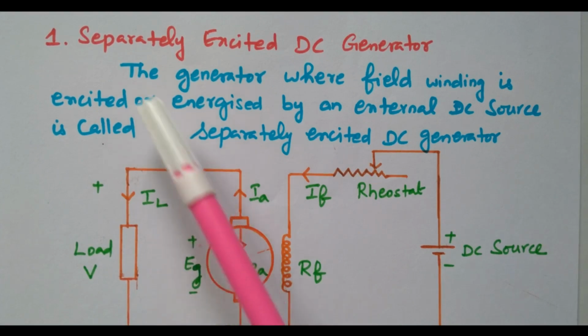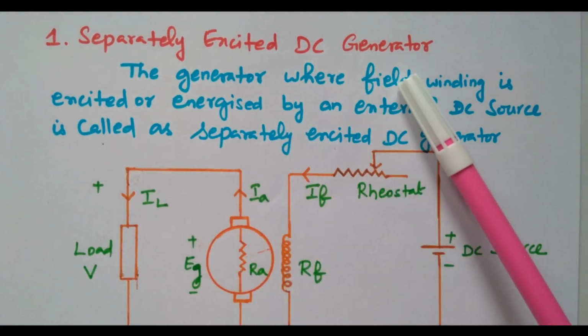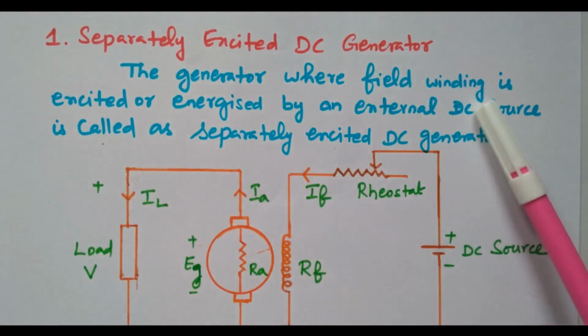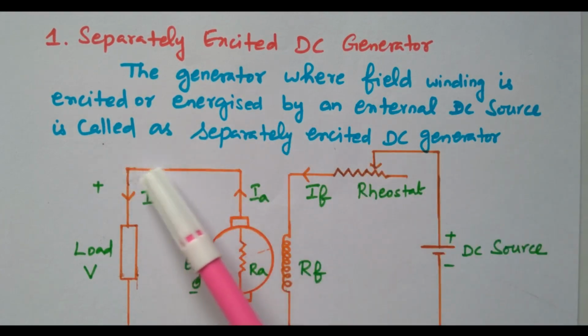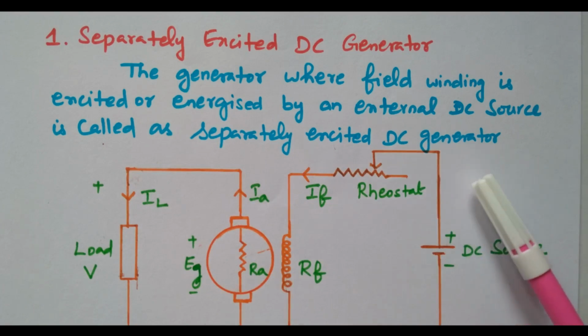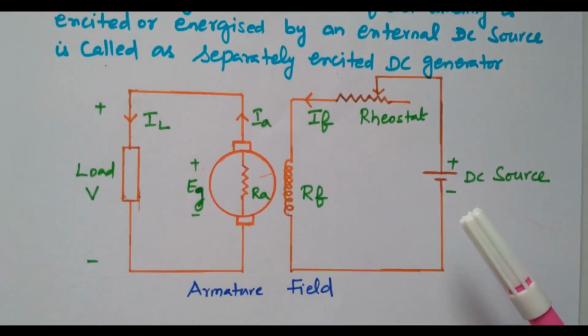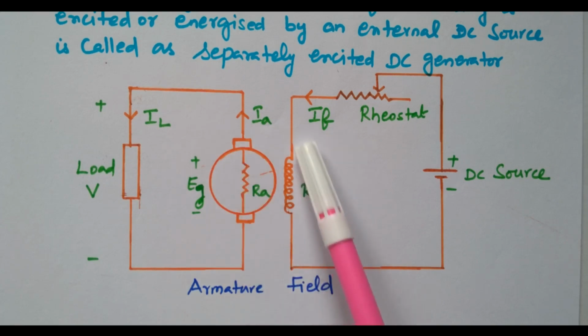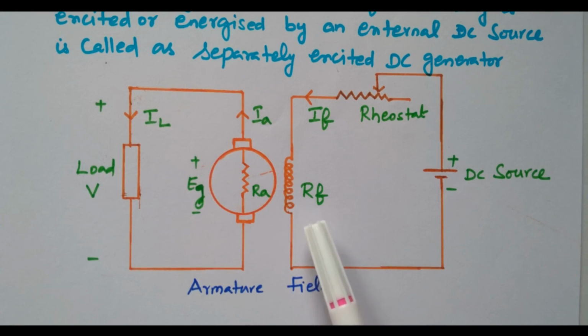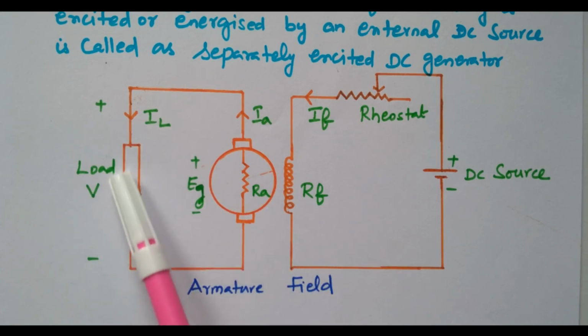So first we will see the separately excited DC generator. The generator where the field winding is excited or energized by an external DC source is called a separately excited DC generator. The excitation is given separately. Now we will see the diagram. So this is the armature winding, the rotating part. This is the field winding, the stationary part, right. The generator will generate the power, the energy that is available at the load end.